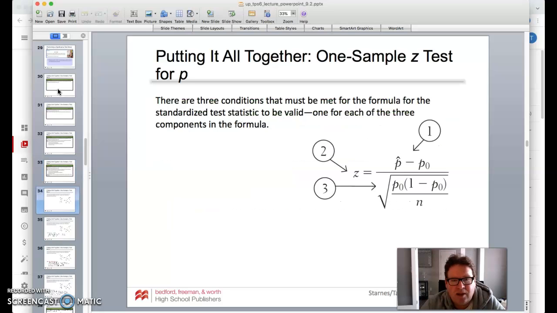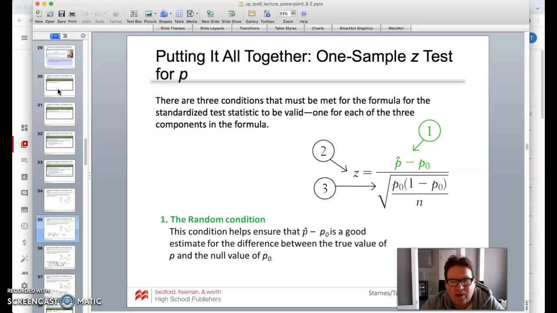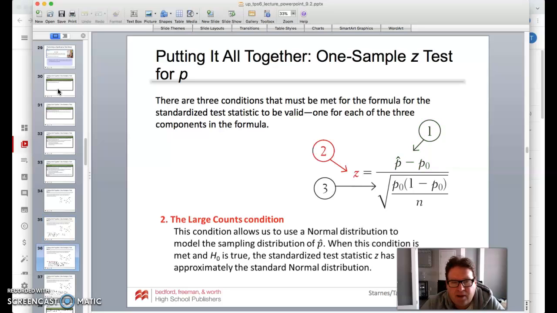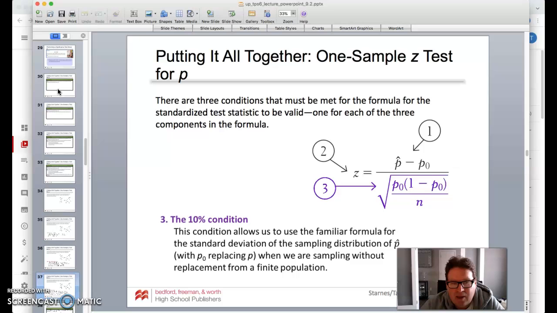So here it is. Again, those three conditions that we talk about here. The random condition just ensures that p hat minus p naught is a good estimate for the difference between the true value of p and the null value. The large counts condition allows us to use the normal distribution so that we can find that z-score. And then the 10% condition allows us to use a familiar formula for the standard deviation. That's the key there, is what we use those for.